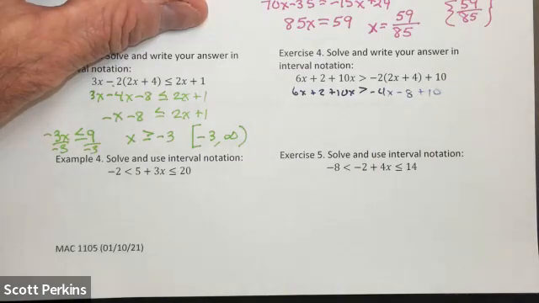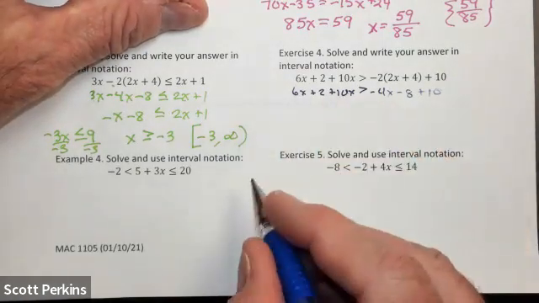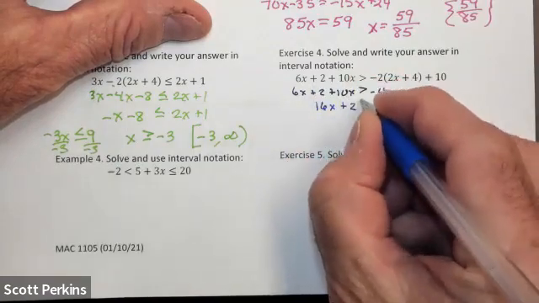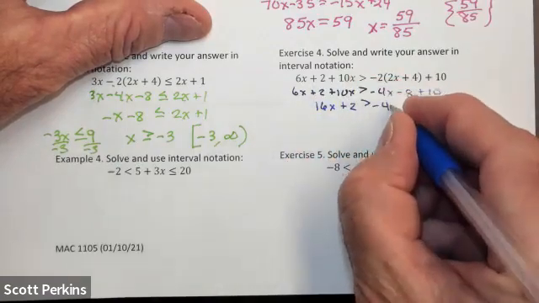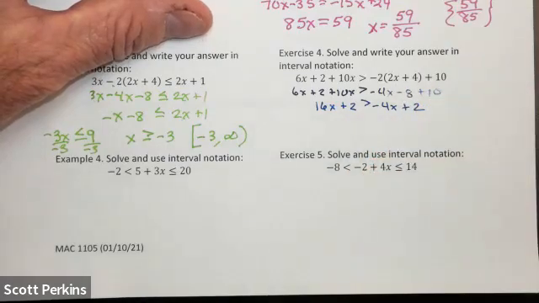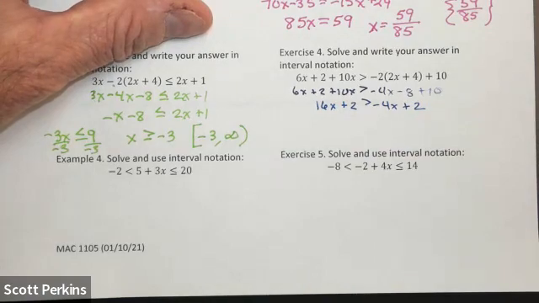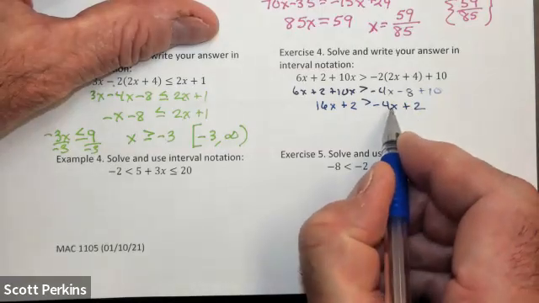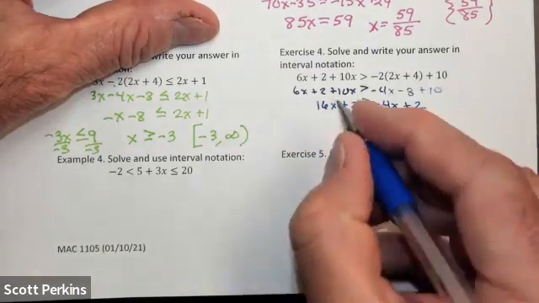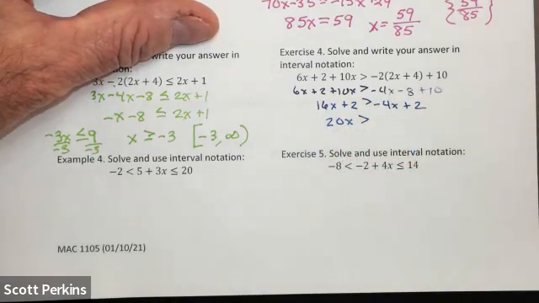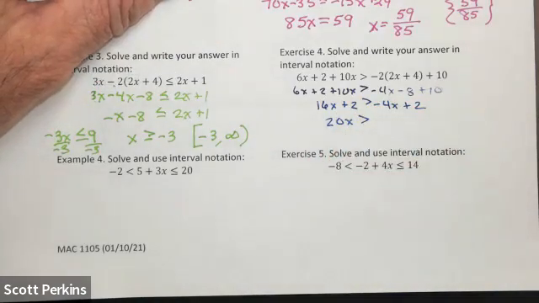And so on the left side, 6x plus 10x is 16x plus 2. And then on the other side, I have negative 4x, and negative 8 plus 10 is plus 2. So far, so good? I'm going to get my x's on the left, numbers on the right. So when I add the 4x, that gives me 20x on the left. Adding and subtracting does not change my inequality, so it's still a greater than.